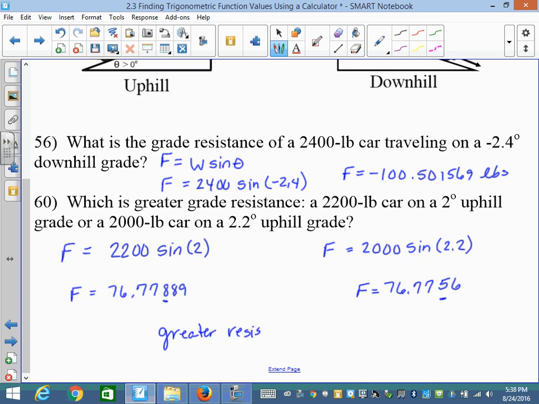Not by a whole lot, but we can also see the heavier car can give you the same grade resistance on a smaller slope than a lighter car on a bigger slope. So there's more than one factor involved in there.